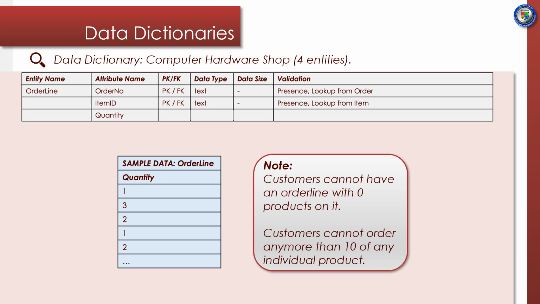Let's now look at our single attribute, which is quantity. Its data type is number, and we will have a presence check there. But as per our note, we will also have a range check, which will be implemented to say that the quantity must be greater than 0 and less than 10.